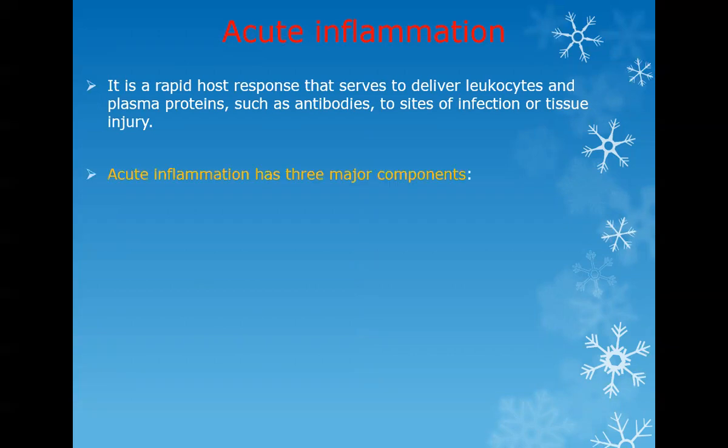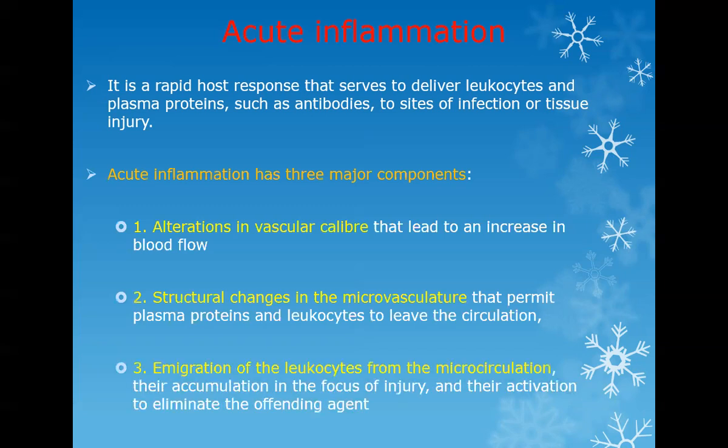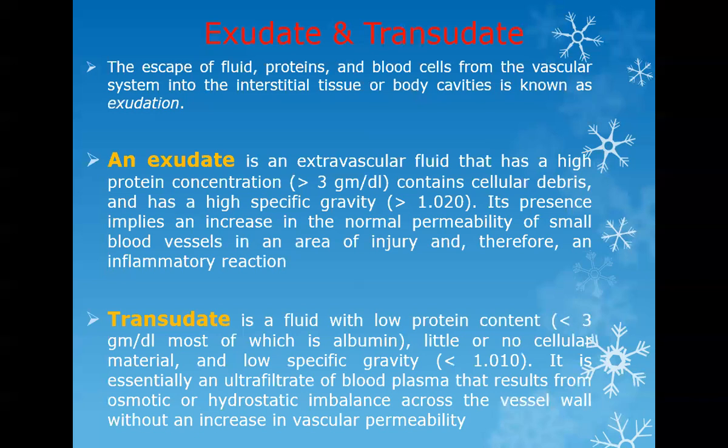You know that. So it has three major components. Number one, alteration of vascular caliber. Number two, structural changes in the microvasculature. And number three, emigration of the cells from the microvasculature to outside, into the tissue. Normally, our WBCs never come out until they are needed, and now they are needed here. So when things are coming out, we have divided them into two main groups. One is exudate and the other one is transudate.